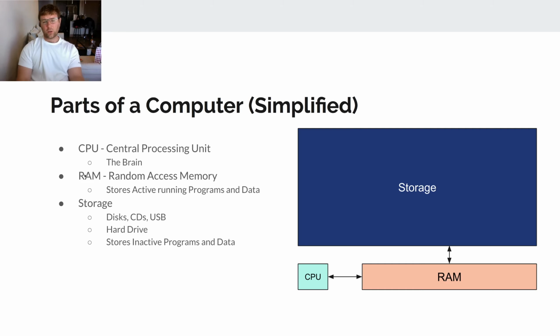RAM is also sometimes called main memory. RAM stands for random access memory. This is going to store our active running programs and data. It's called random access just because the CPU doesn't have to read everything in any kind of sequential order. It can grab some piece from over here and grab another piece from over there. So it can access things in some random order, whatever it wants to do.